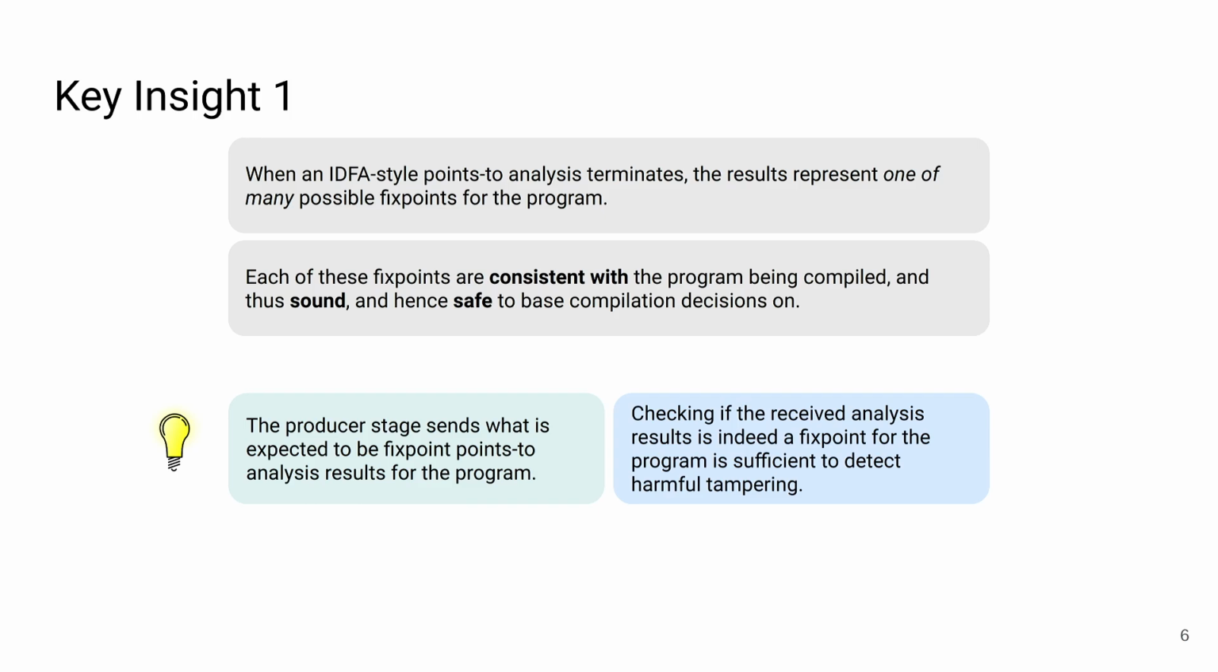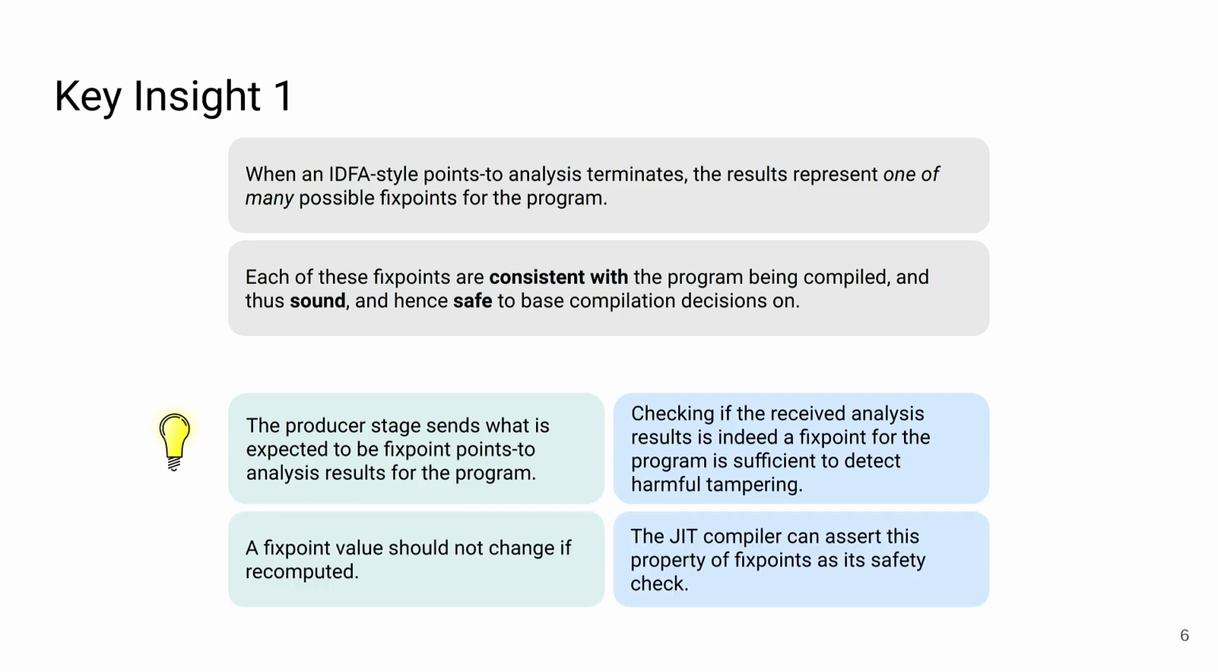We expect the producer stage to send to the consumer stage PTA results which correspond to some fixed point of the program. And because of the premise we just established, in order for the consumer to check that this is in fact consistent and safe to use with respect to the program, all it has to do is check if it is a fixed point or not. And fixed points come with this very interesting, rather trivial mathematical guarantee that if you recompute a fixed point value by applying the same transfer functions, it should not change. And the consumer can simply assert this property as its safety check, right?